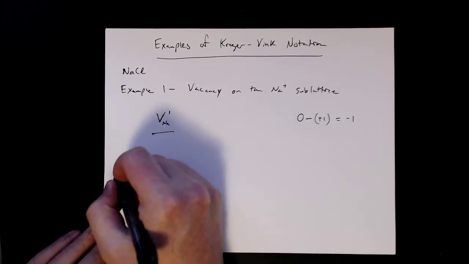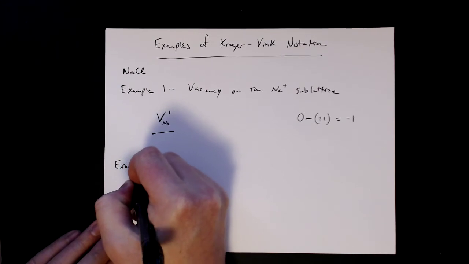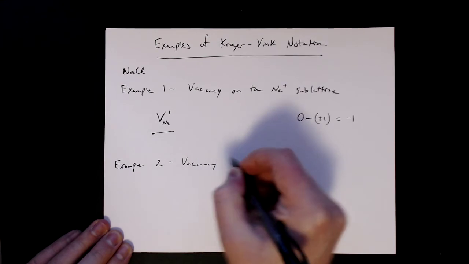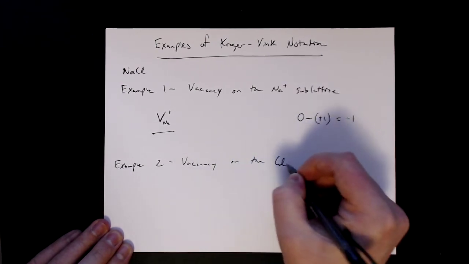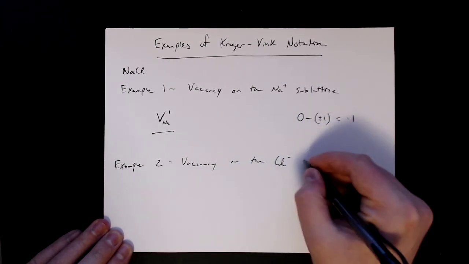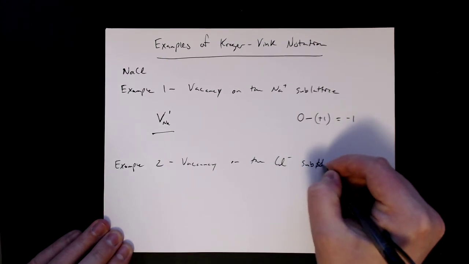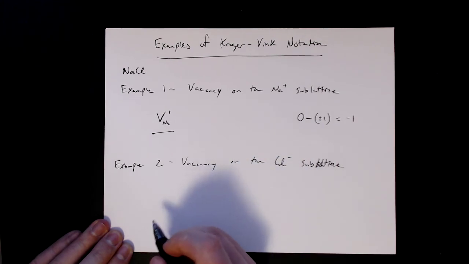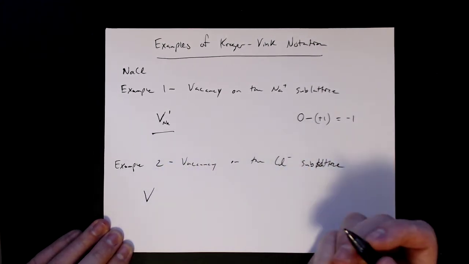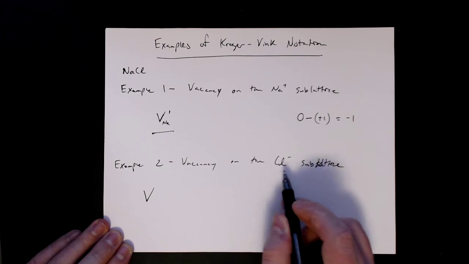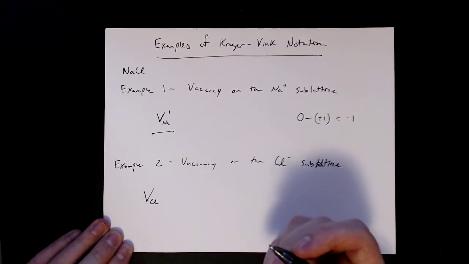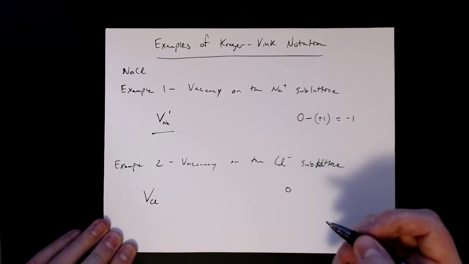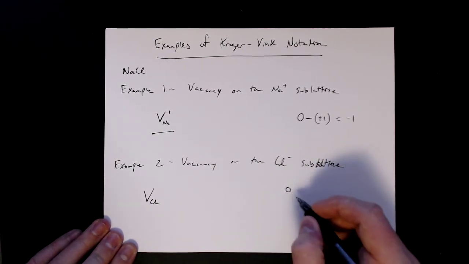All right, so let's look at a second example of a vacancy in this material. So a vacancy on the chloride sublattice. All right, so it's still a vacancy, so it's still V, but in this case, it's on the chlorine. So we're going to put that there. And then again, charge here, and I'll do it even though it seems cumbersome for such a simple problem. I'll just keep doing this.